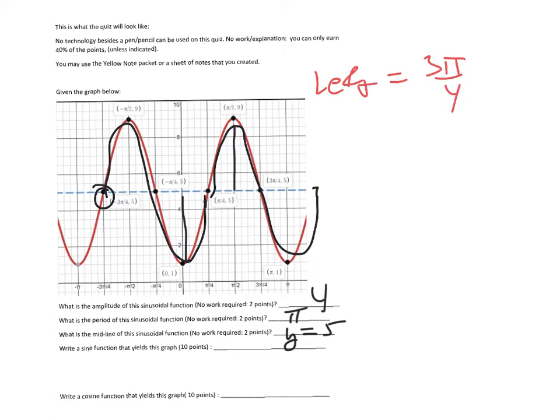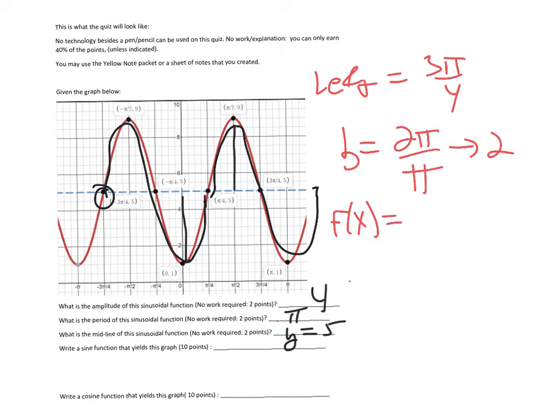I know the amplitude is 4. I know the B number is going to be 2 pi divided by pi, because the period is pi, right? So the B number is going to be 2. What else do I know? I know the amplitude is 4 already. So I think we're all ready to roll. I'm going to say f of x or y equals 4 for the amplitude times the sine of the B number, which is 2.